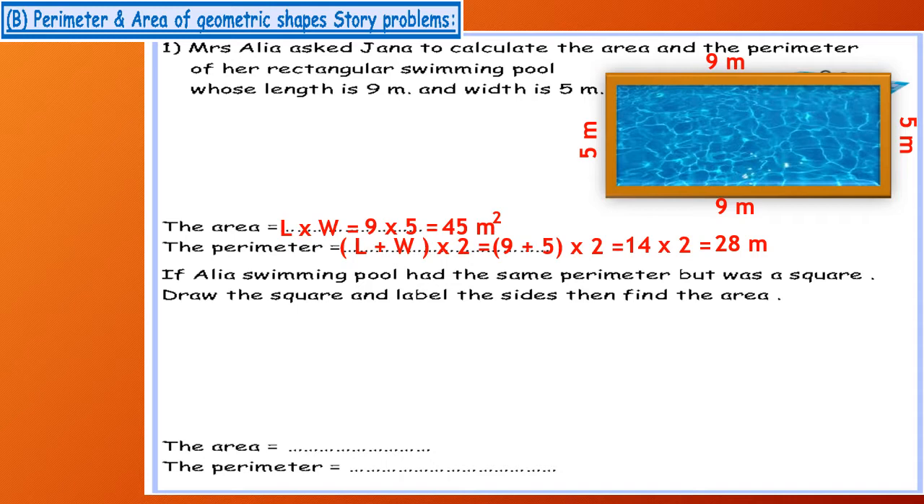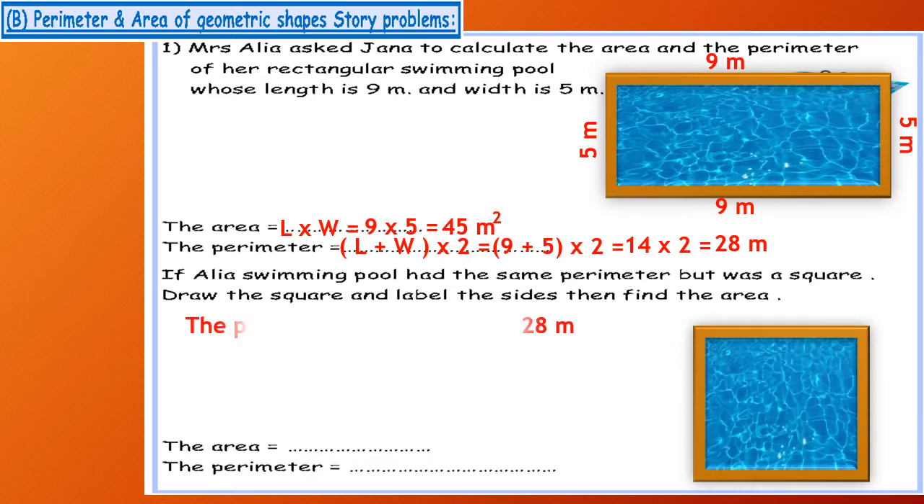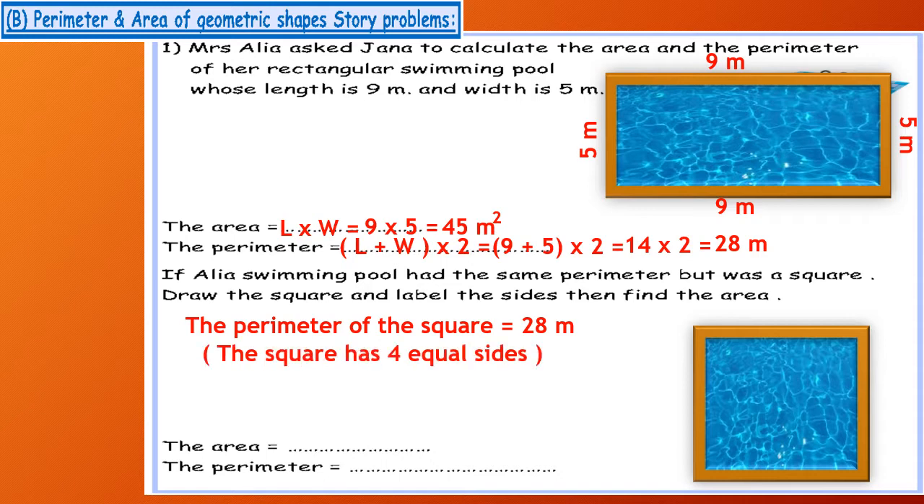If Alia's swimming pool had the same perimeter but was a square, draw the square and label the sides, then find the area. The same perimeter means the perimeter of the square is 28. The square has 4 equal sides.